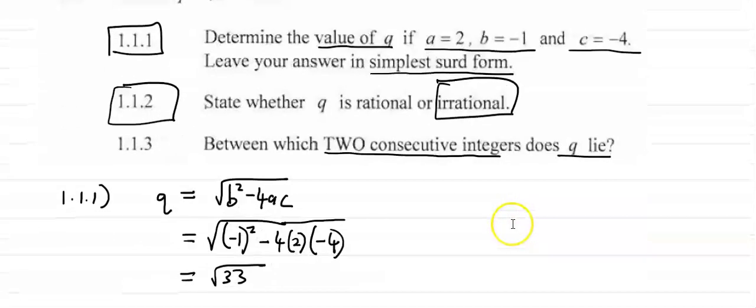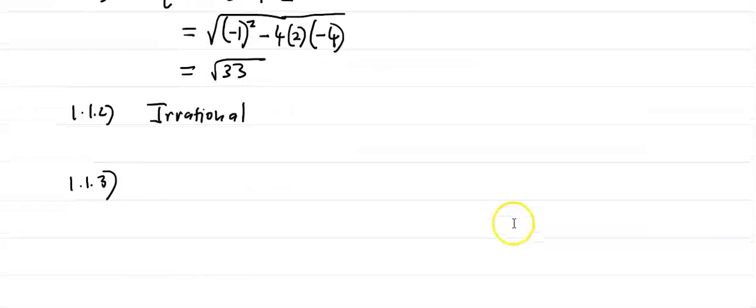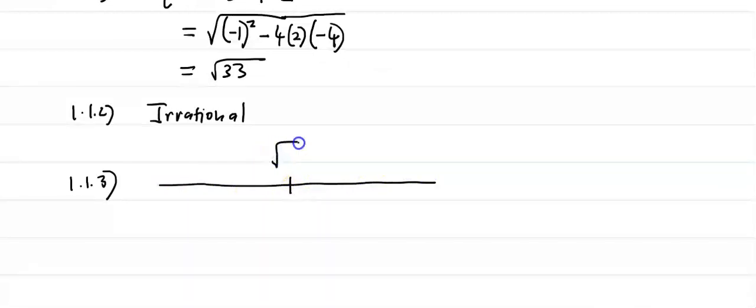So therefore if you have the square root of 33 now, it's going to be as follows. We need to look at two perfect squares on either side of the square root of 33. If you look to the left, you can see that we'll probably have square root of 25, and on this side square root of 36. So therefore the square root of 25 is 5 and the square root of 36 is 6.